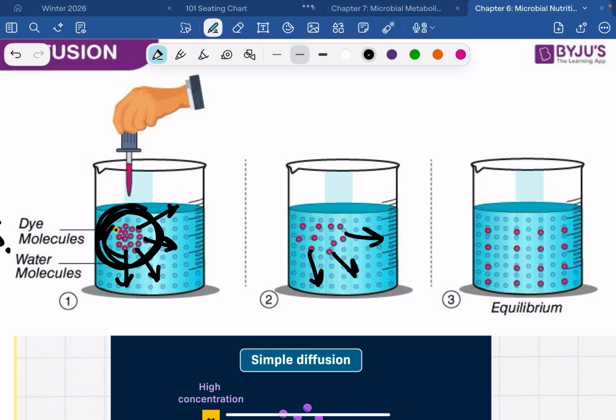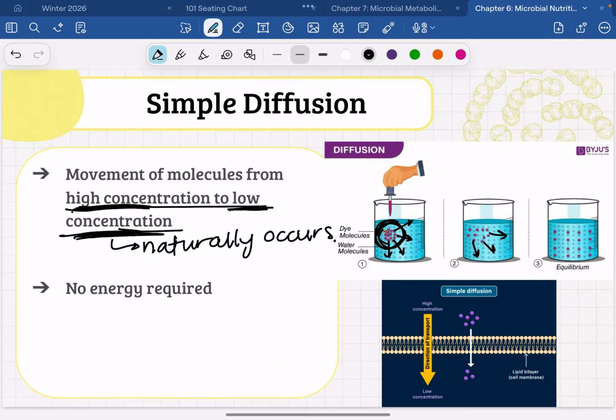This will happen if you take a cup of water and you put salt in the bottom, and if you don't stir it, eventually the salt will dissolve and redistribute itself so there are equal amounts of salt in the water. Okay? Everything wants to be equalized. And that's kind of the big idea here. Everything is going to move from high to low naturally.